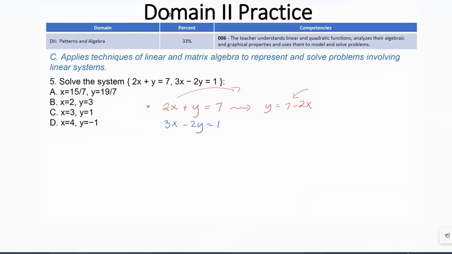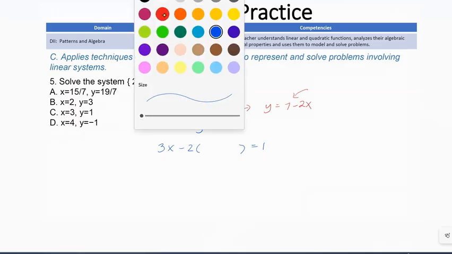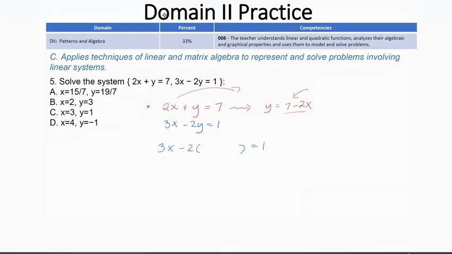I'm going to write 3x minus 2, and instead of writing y, I'm going to put parentheses, equals 1. So I'm going to substitute 7 minus 2x here, to solve for x.